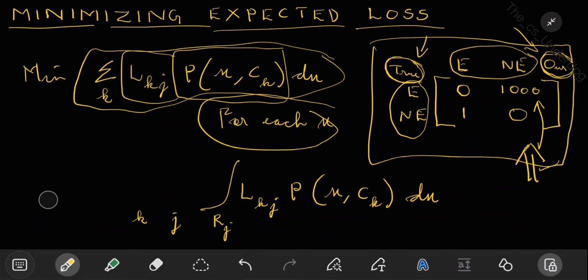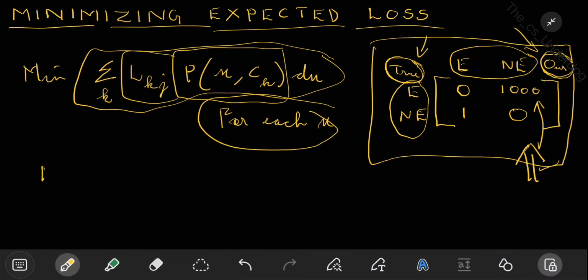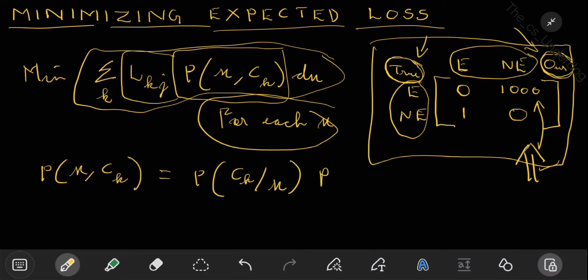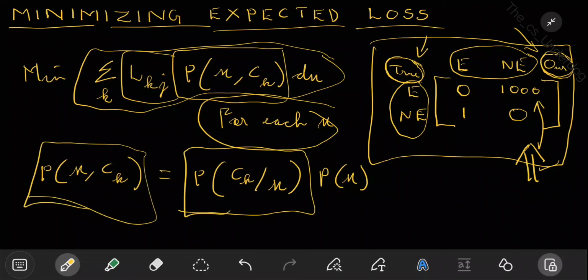What is it that you have to find? P of x, ck. This can be written as P of ck given x into P of x. So once you know the posterior P of ck given x, calculating this is easy, right? If you know the posterior, then you can easily calculate this.